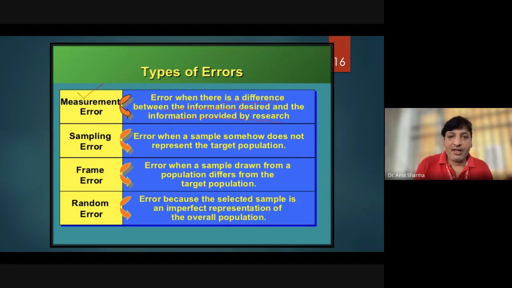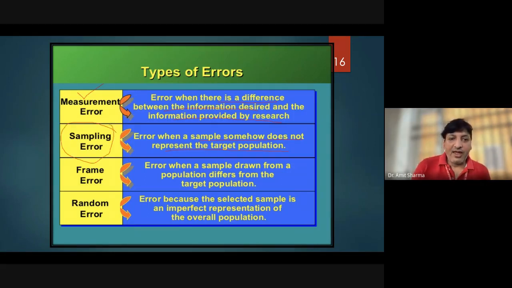Sampling error means error when a sample somehow does not represent the target population. That means you want to work on geriatrics, but by mistake you have enrolled a population which does not fall under geriatric, or which falls under pediatric. So at the beginning you have to find out what your target population will be, and if the sample has been withdrawn from outside of the target population, then we call that a sampling error has occurred.